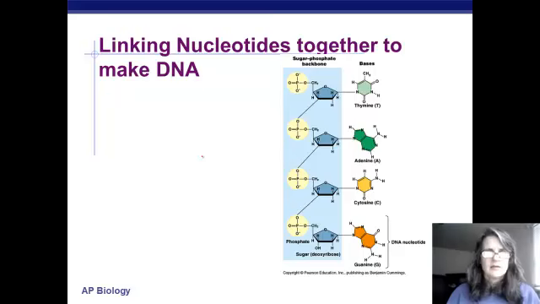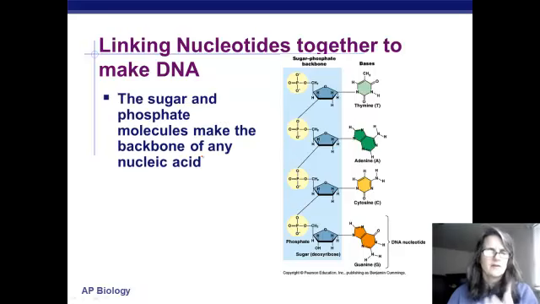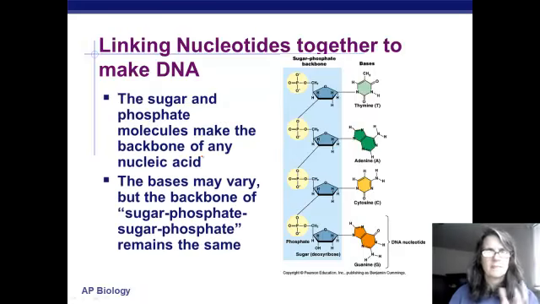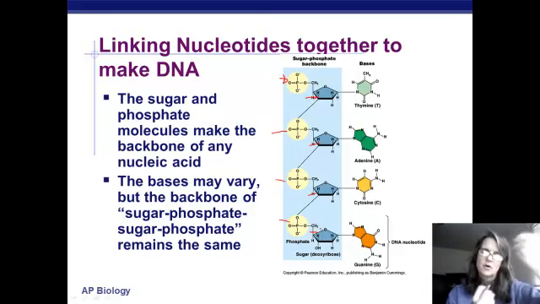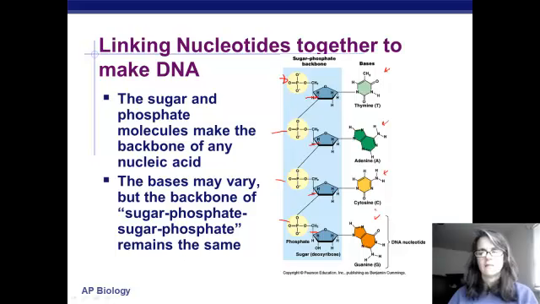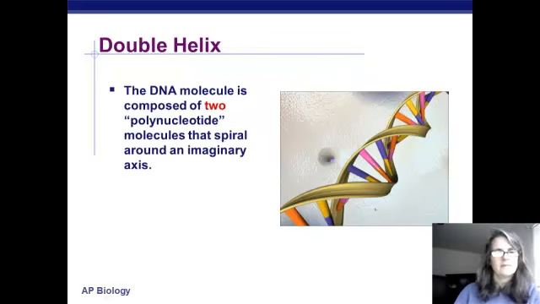Okay? So, the sugar and the phosphate molecules are making up the backbone of the nucleic acid. In other words, the sugar, phosphate, sugar, phosphate, sugar, phosphate, sugar, phosphate, sugar, phosphate, sugar. That's what's important in linking up a strong backbone. Remember, these bases may vary a bit, okay?